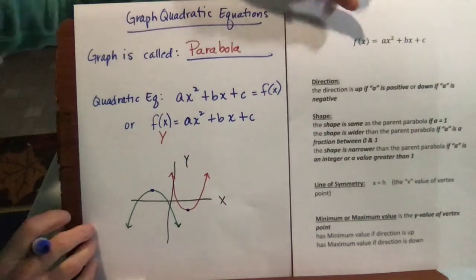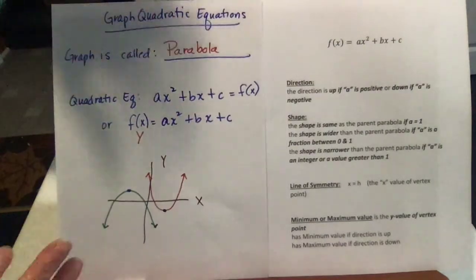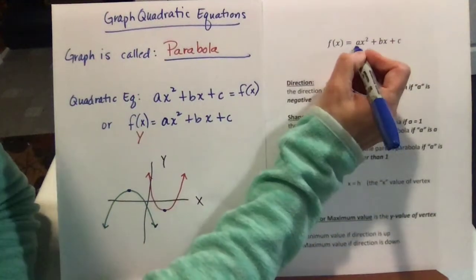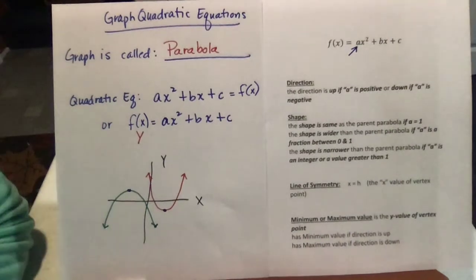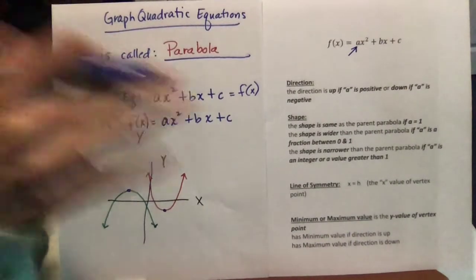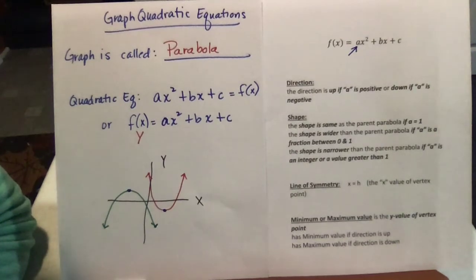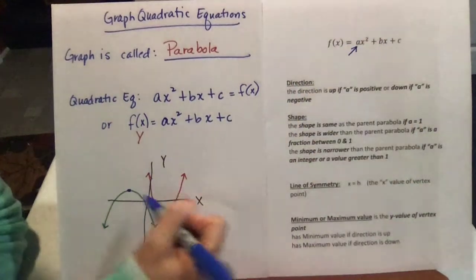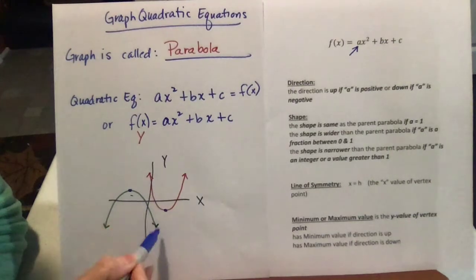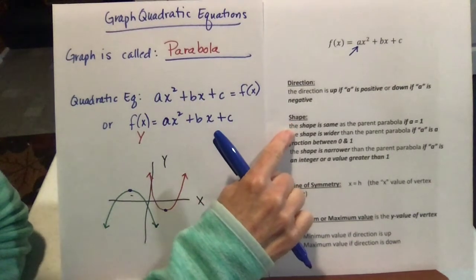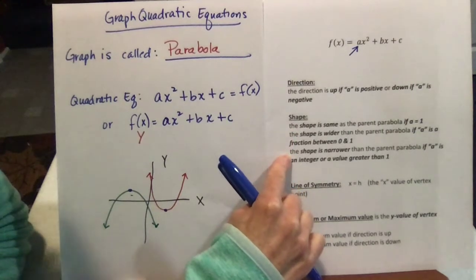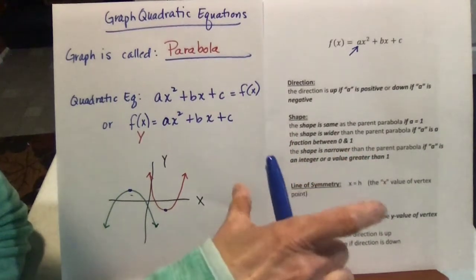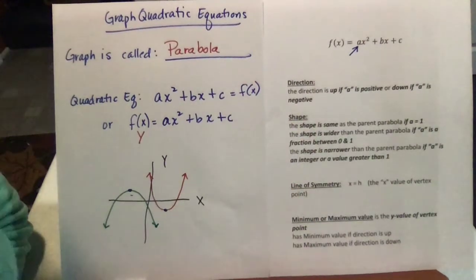So we have a set of rules here, which are interesting because they tell us a lot of information. This value a, the coefficient of the x squared term, tells us everything we need to know to graph this without having to use a table and plug in x values and calculate. A tells you the direction. If A is positive, it will go up. If it's negative, it will go down. Its shape will be the same as the parent, wider than the parent, or narrower. So a skinny parabola, a skinny U, a wide U, or the same as the parent. We're going to look at the parent in a minute. And these criteria are what we're going to follow.